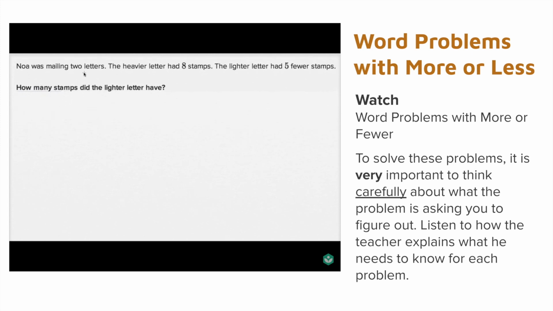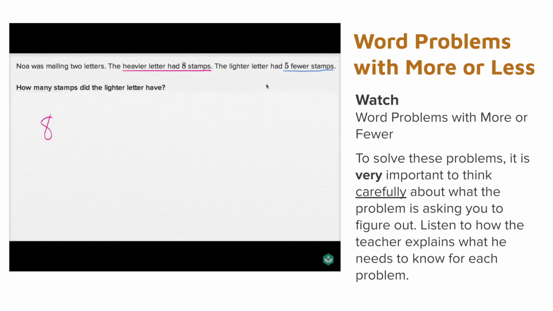Noah was mailing 2 letters. The heavier letter had 8 stamps. The lighter letter had 5 fewer stamps. How many stamps did the lighter letter have? So once again, try to pause this video and see if you can figure it out on your own. So the heavier letter, it's always useful to just, well, what are they telling us? So they're saying, just write down whatever information they give us. So the heavier letter has 8 stamps. The lighter letter has 5 fewer stamps.